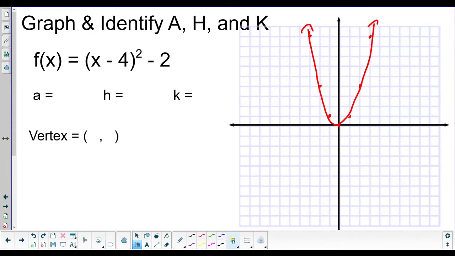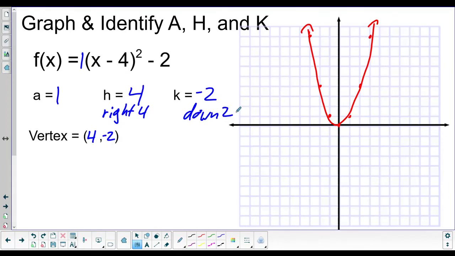Okay. So let's go look at our transformations here. Again, A is 1, so 1. H, remember change the sign, is 4. And K is this number, keep the sign, negative 2. So our vertex is going to be at 4, negative 2. And what we're doing is going right 4 and down 2.